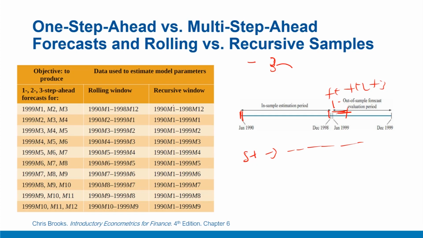Another approach would be... The previous approach was called the recursive window, because the initial period was kept fixed, and as we move ahead in future we keep on adding each observation one by one to our original sample, so our sample size increases.